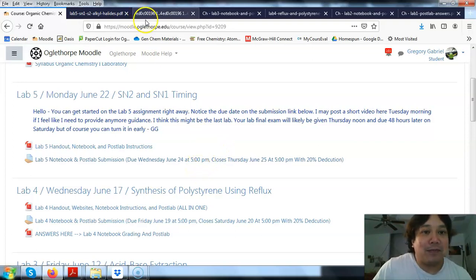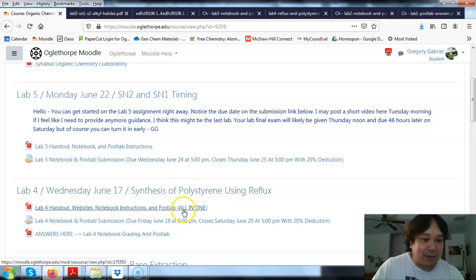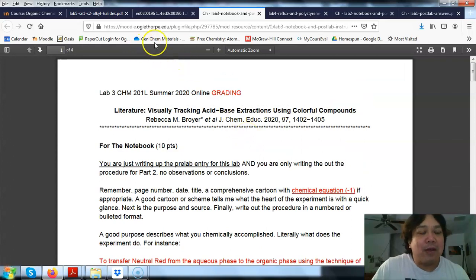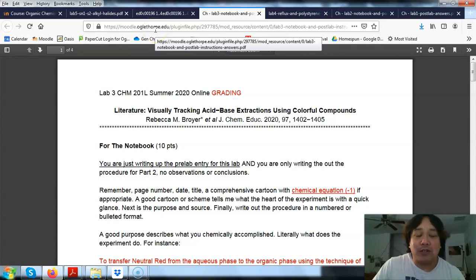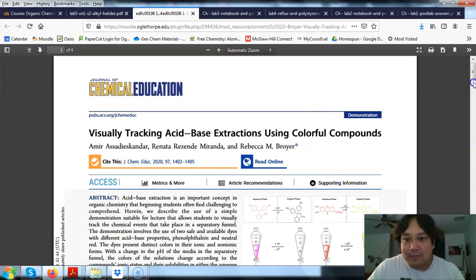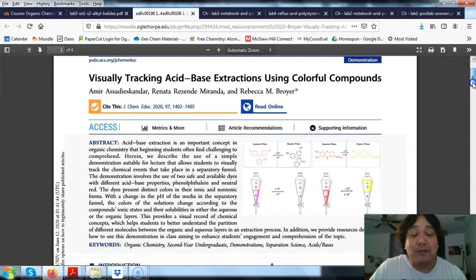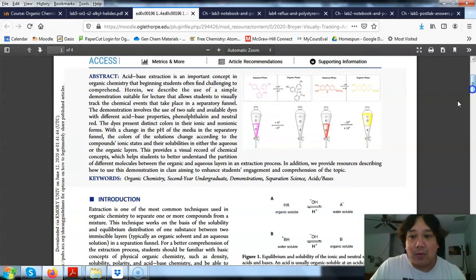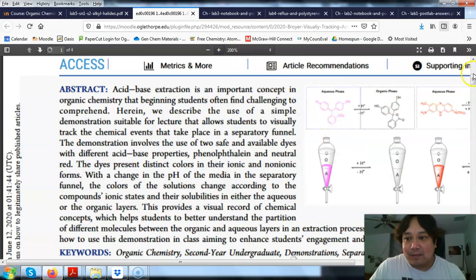Oh, one last thing. I am going to send you the answer key, or the answer keys are already posted on Moodle. But for lab 3, what I expected for the cartoon and the equation underneath your title was this. I asked you to do the procedure for part 2, so you should have assumed that the equation for part 2, the chemical equation, was this one right here, the second one.